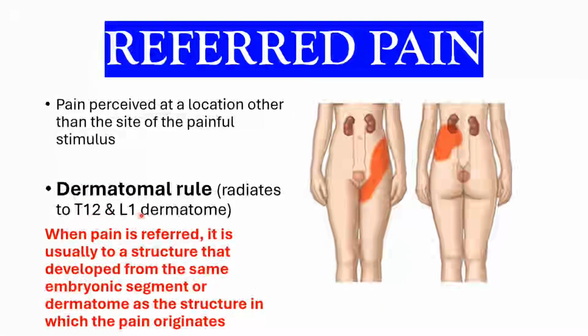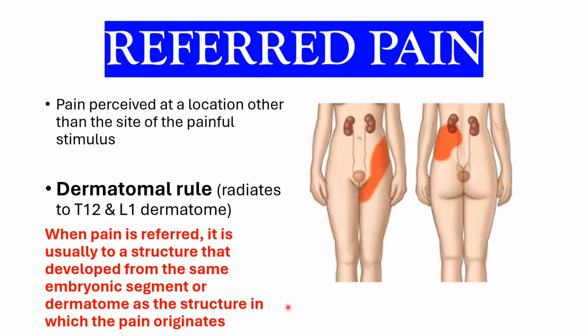For you to understand the concept of referred pain, you need to understand dermatomes. What is a dermatome? A dermatome is an area of the skin that is supplied by a single dorsal nerve root. When pain is referred, it is usually to a structure that developed from the same embryonic segment, or dermatome, as the structure in which the pain originates.